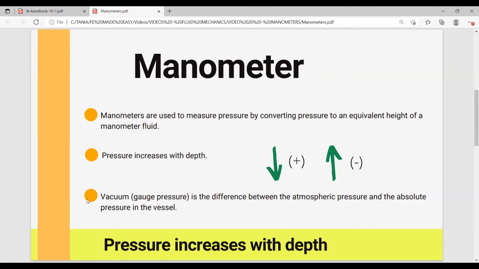Another point is vacuum or gauge pressure. Sometimes in the problem, they will ask you to calculate that, and it's important to know what this is. When you are asked to calculate the gauge pressure or the vacuum, you have to know that this is the difference between the atmospheric pressure and the absolute pressure in the vessel. So now let's move forward and solve our problem.